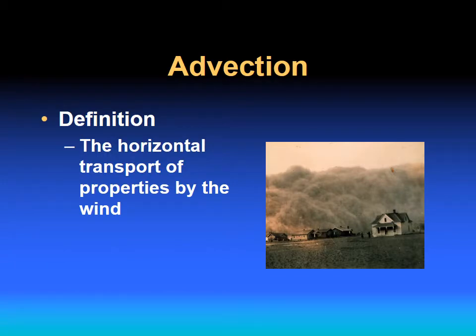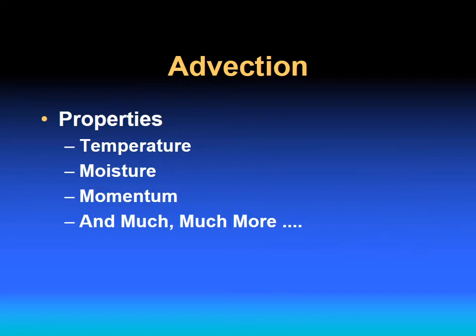Advection by definition is the transport of properties by the wind. And actually convection is vertical transport, but here we're talking about horizontal transport, meaning over the horizon. When we talk about convection, we look at the vertical transport, and usually meteorologists, when they talk about convection, they're implying thunderstorms and thermals and things like that. But this is the horizontal transport of properties by the wind.